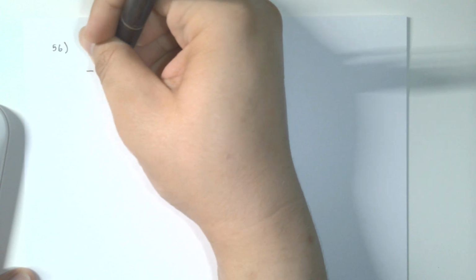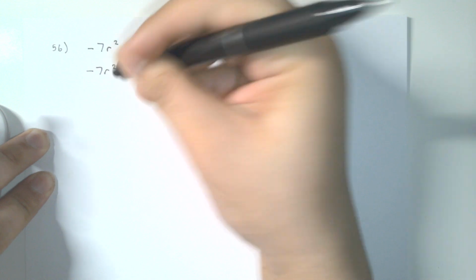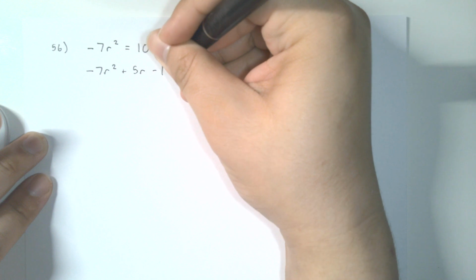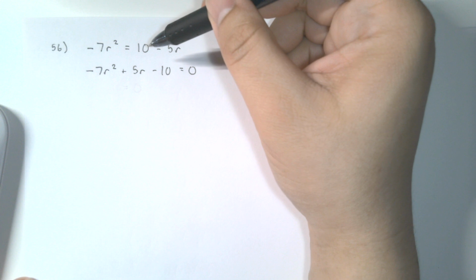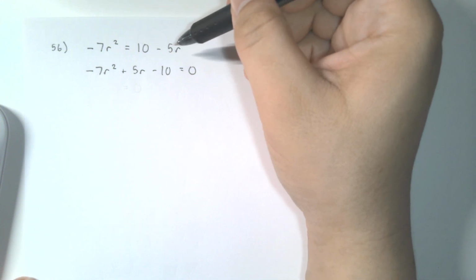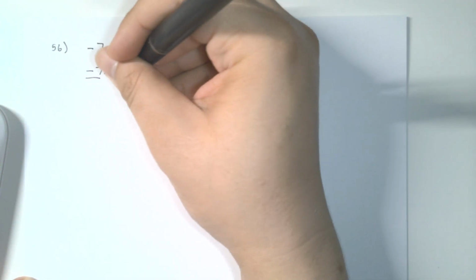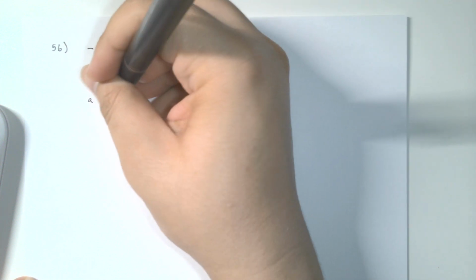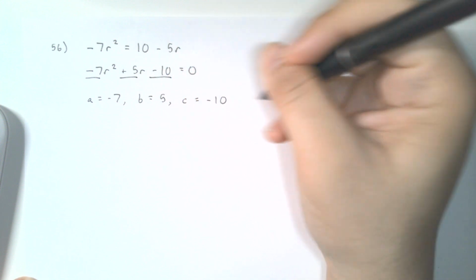And what we get is negative 7r squared. Erase this. Adding 5r to both sides, subtracting 10 from both sides, and now this is equal to 0. So again, we just subtracted 10, added 5r, and notice that the signs just flip on that. Identify our a, b, and c. We have a is equal to negative 7, b is equal to 5, and c is equal to negative 10.